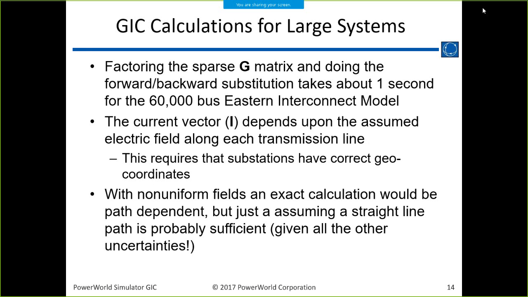Solving this, it's trivial compared to solving a power flow. It's a DC system. Factoring the G matrix, it's sparse. It takes no more work than factoring the Y matrix, which we do in the power flow all the time. In fact, it takes less because it's a real matrix, much less than a second for a large system. Okay, so then we get into what about non-uniform electric fields? We started out with uniform electric fields. Non-uniform electric fields get a little bit more complicated, but there are some assumptions that we can make that will make it simpler, and I'll talk about those as we go along.